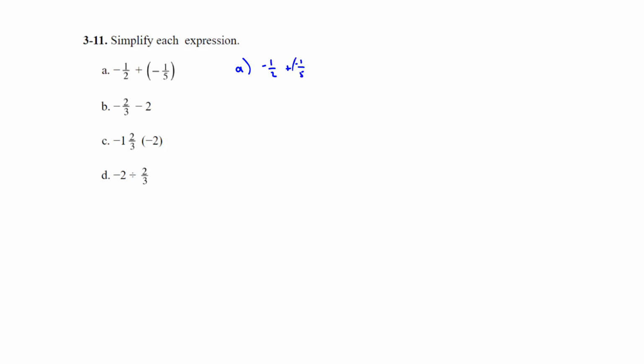So when we're adding fractions, we need to find a common denominator. So in that case, this would be 10, multiplying both of these by 5. So 5 in the denominator, 5 in the numerator, which is a value of 1, 5 divided by 5. And then this one gets multiplied by 2, so that's plus negative 2 over 10. So now that you have a common denominator, what is negative 5 plus negative 2? And that is negative 7. So it's negative 7/10 for part A.